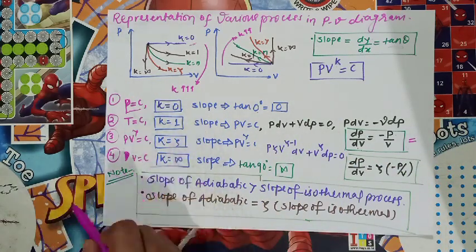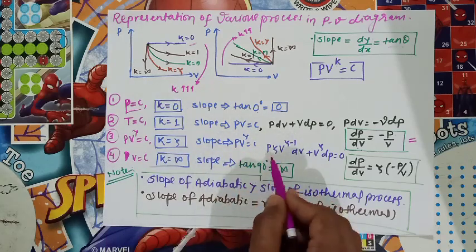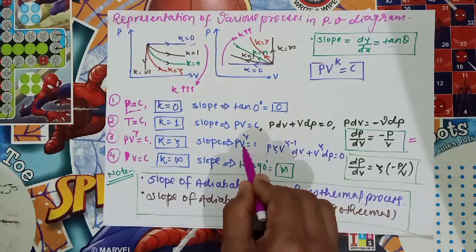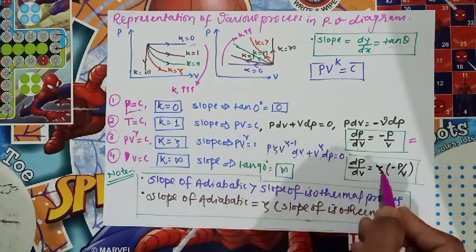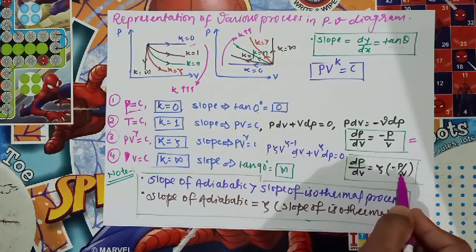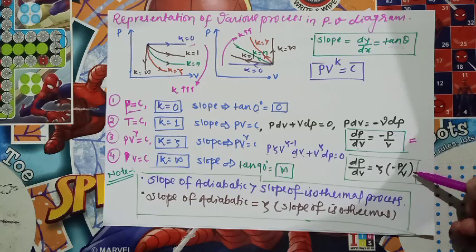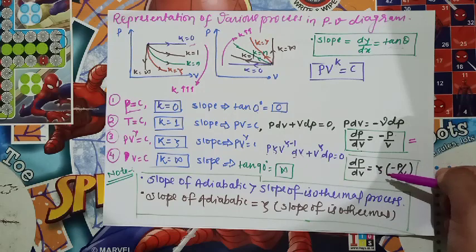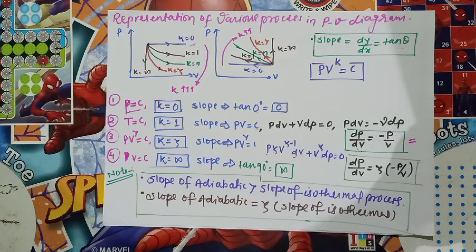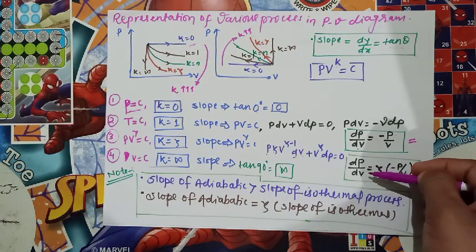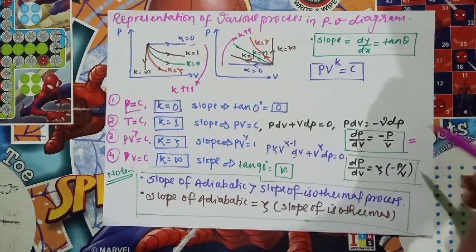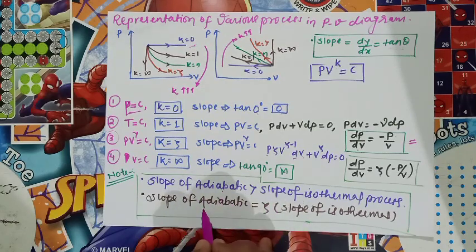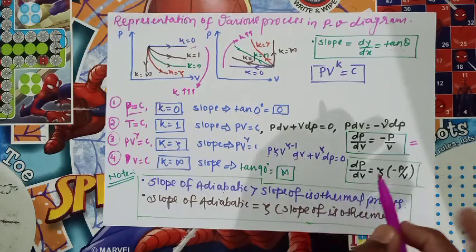Now next is adiabatic. Here also you have to differentiate. The first function differentiation will be n x to the power n minus 1, and then the second function, and from here also we will get dP by dV as gamma into minus P by V. So from here we can conclude one thing, that the slope of the adiabatic process is higher than the slope of the isothermal process, and the slope of adiabatic is gamma times the slope of isothermal. So note this point: the slope of adiabatic is greater than the slope of isothermal, and the slope of adiabatic is gamma times the slope of isothermal.